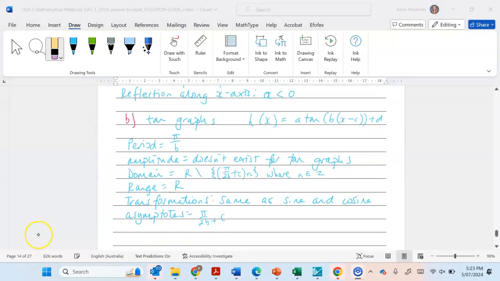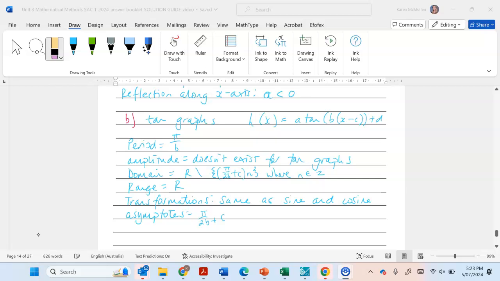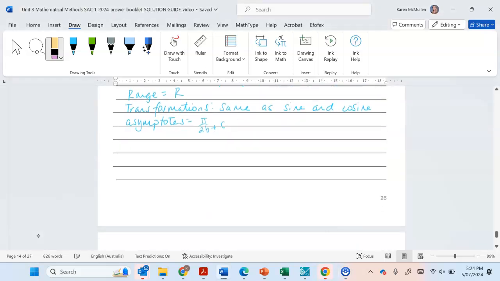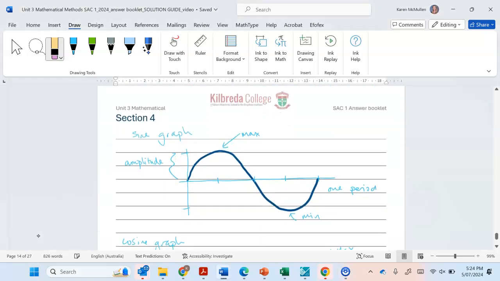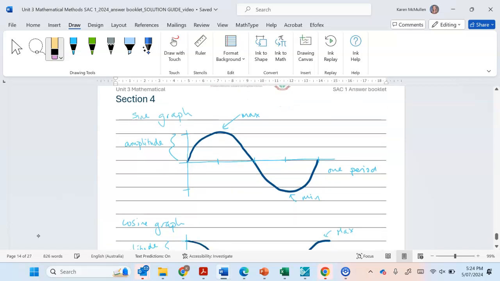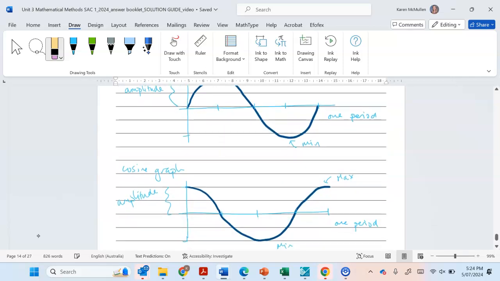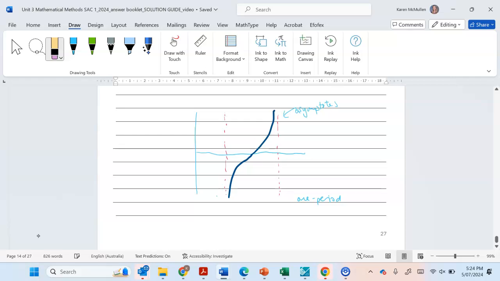Then talking about tan graphs, I'm nearly at the end. Sorry, guys, I had a bit of a cough. With your tan graphs, I'm talking about the transformations, the period, domain and range, and making sure you got your asymptotes correct. By this point, I was a little bit slack with what I was doing. So just showing a sine graph, cosine graph, and a tan graph as well.